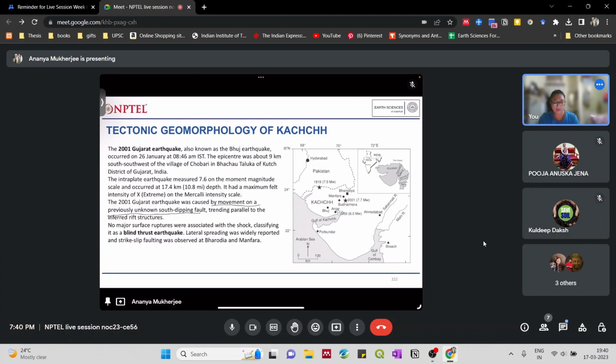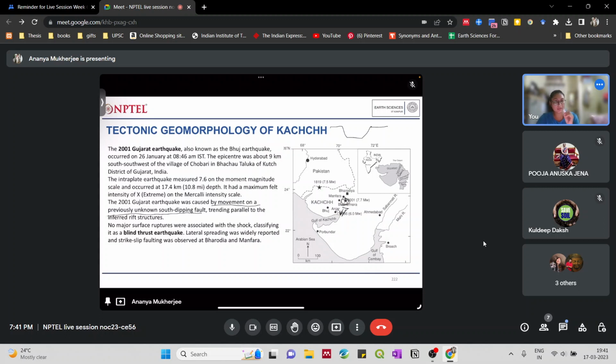As I said before, this earthquake was caused by a movement on a previously unknown south dipping fault. There are a lot of rift kind of features, rift basins or rift structures, and this south dipping fault is parallel to the rift structures. South dipping means the fault plane is dipping towards the south. So this is your Bhuj, where the epicenter of the Bhuj earthquake was.